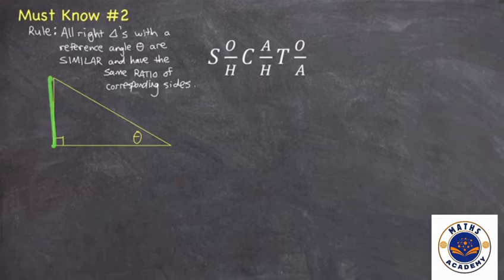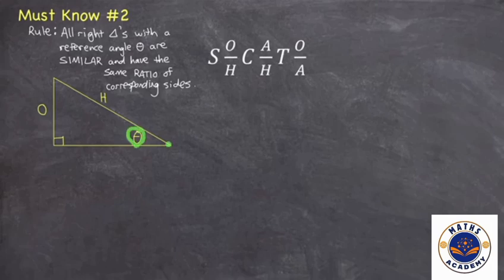In any right triangle, there are 3 sides. Let's name them. The longest side of a right triangle is always called the hypotenuse. I'll label that H. The side across from our reference angle theta, we'll call that the opposite side. I'll call it O.